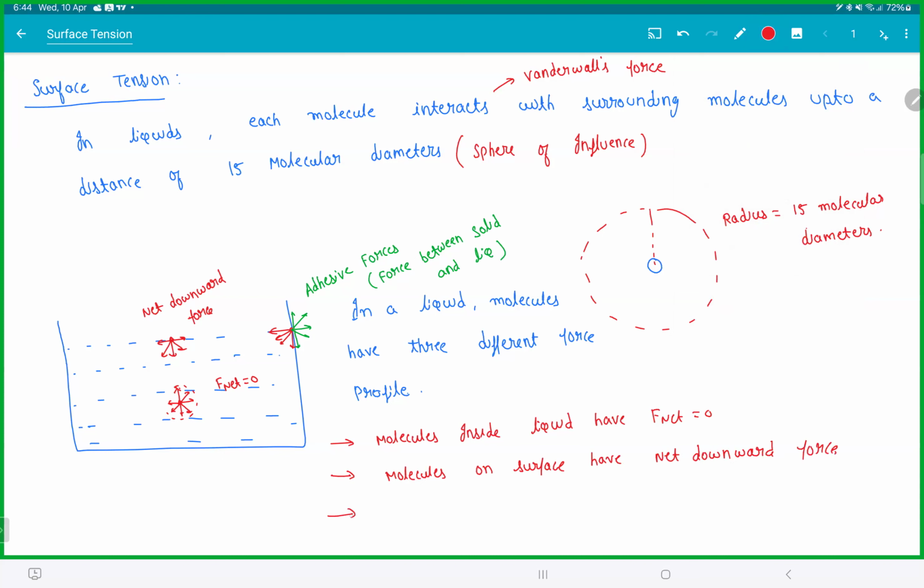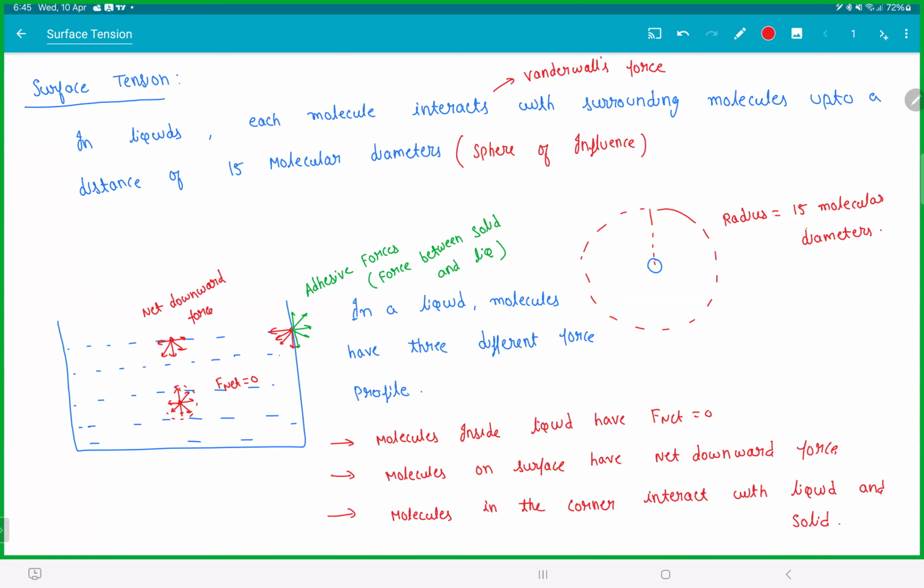The molecules on the corner, that's what creates capillary action. You will see later on contact angle and all that stuff. The liquid starts rising up. Interact with both solid and liquid. Is this thing clear, everyone? So this is the first thing you should know.